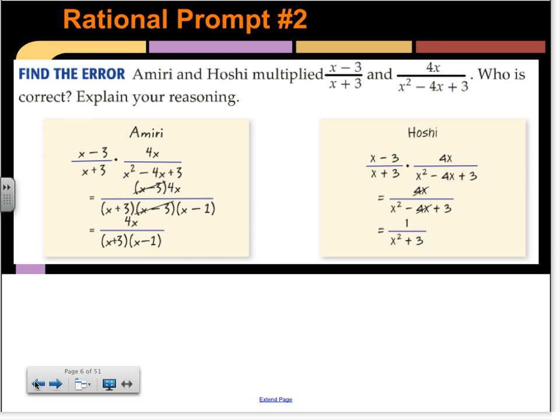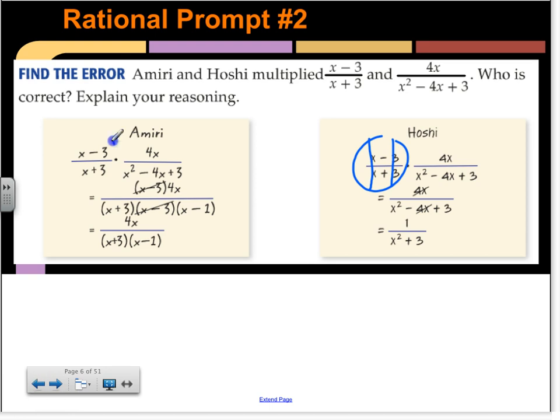Notice what Hoshi is doing. Once again, remember, crossed out like that, you can't. One other thing is, notice that Hoshi here is trying to cross this out too. That's how this x minus 3 over x plus 3 disappeared. Cannot do that either. You see it? But look at what Amiri did.